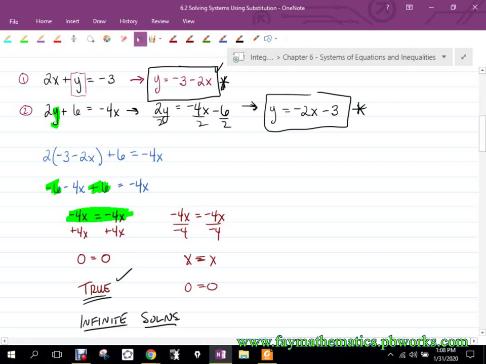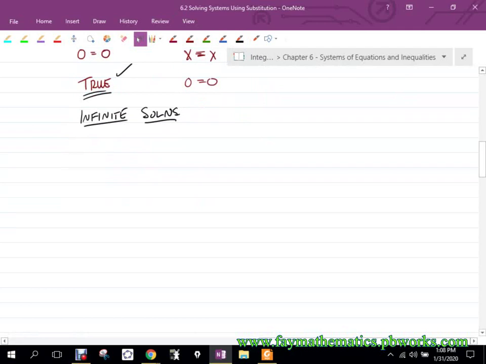So we've seen examples so far where we get one solution. We've seen infinite solutions. You guys remember the other type, we could have no solutions. So let's see what happens with equations where we get no solutions.